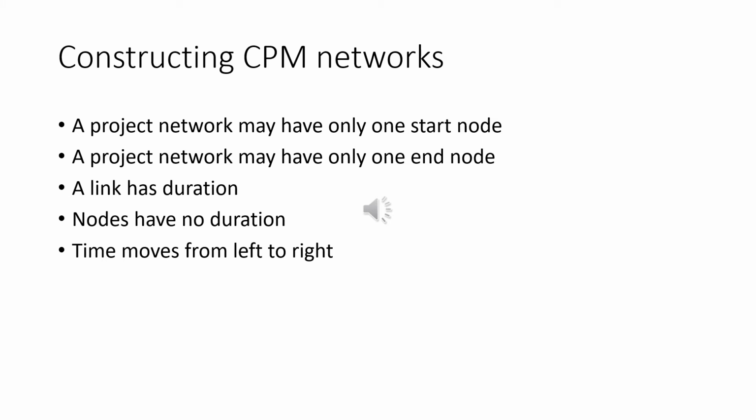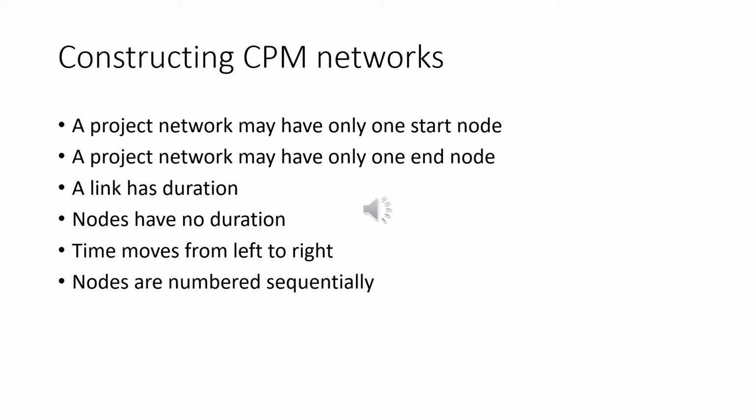The next rule in constructing a CPM network is time moves from left to right. If at all possible, networks are drawn so that time moves from left to right. It is rare that this convention needs to be flouted. But in any case, the arrows on the activity lines give a strong visual indication of the time flow of the project.